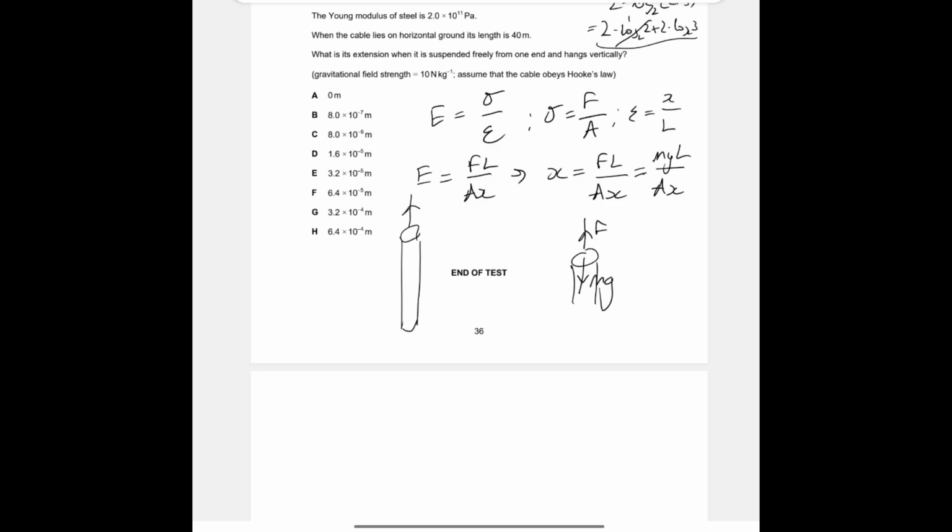For instance, down here, if we're halfway down, it's only supporting half the weight. So the force through the wire is going to be half of what it was up there. So F over here is going to be half that.